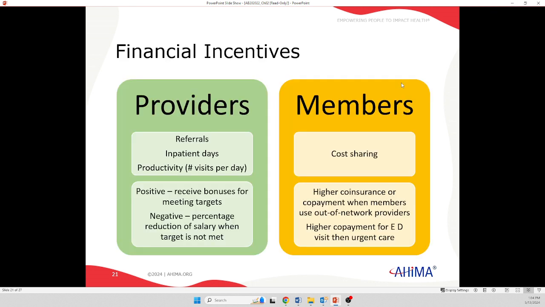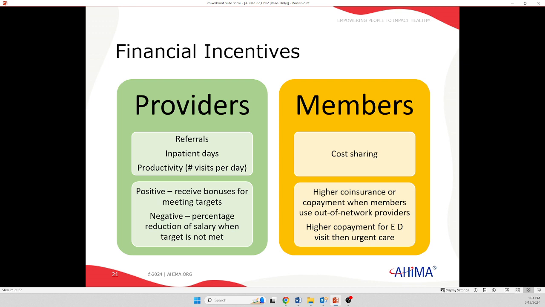Now, this last slide is their financial incentive review. Providers can get referrals, inpatients, productivity, the number of visits per day. It can be positive with bonus. It can be negative when stuff is taken away. Members have cost sharing. High co-insurance if they go out of network, so it's a plus for them to stay in network. It is a higher co-payment for them to go to the emergency room versus going to an urgent care. So it's better for them to go to an urgent care.